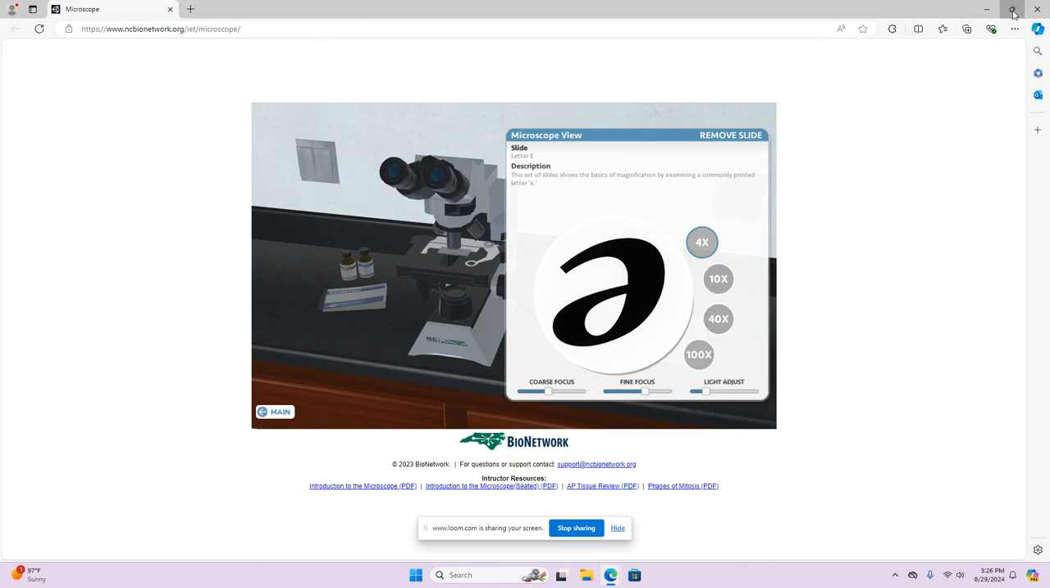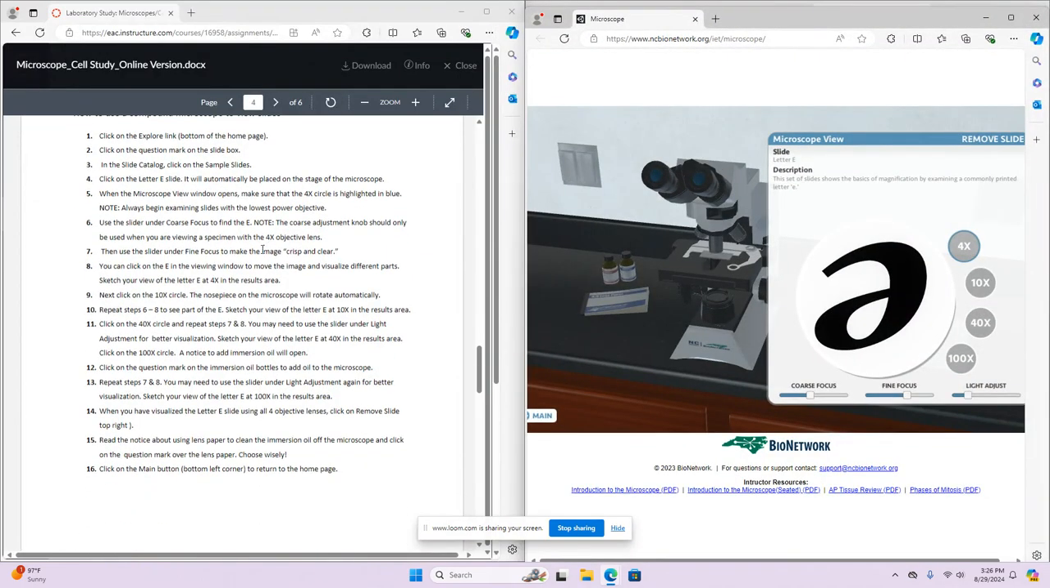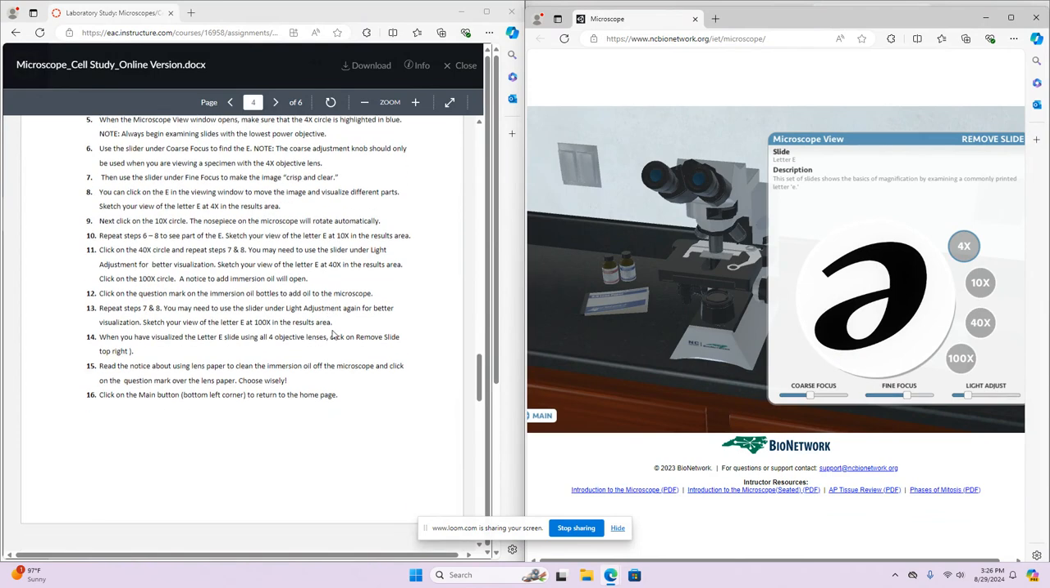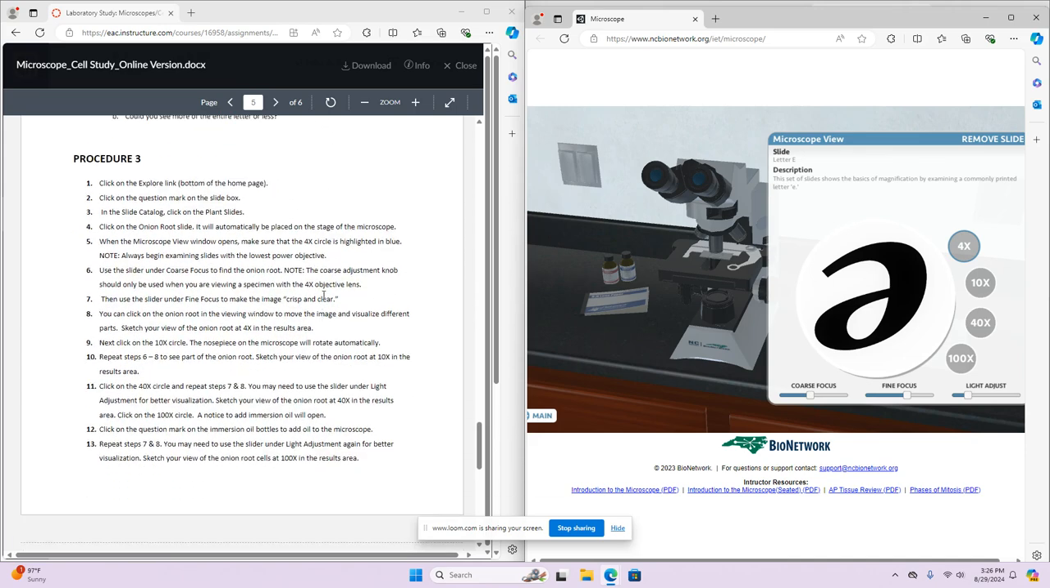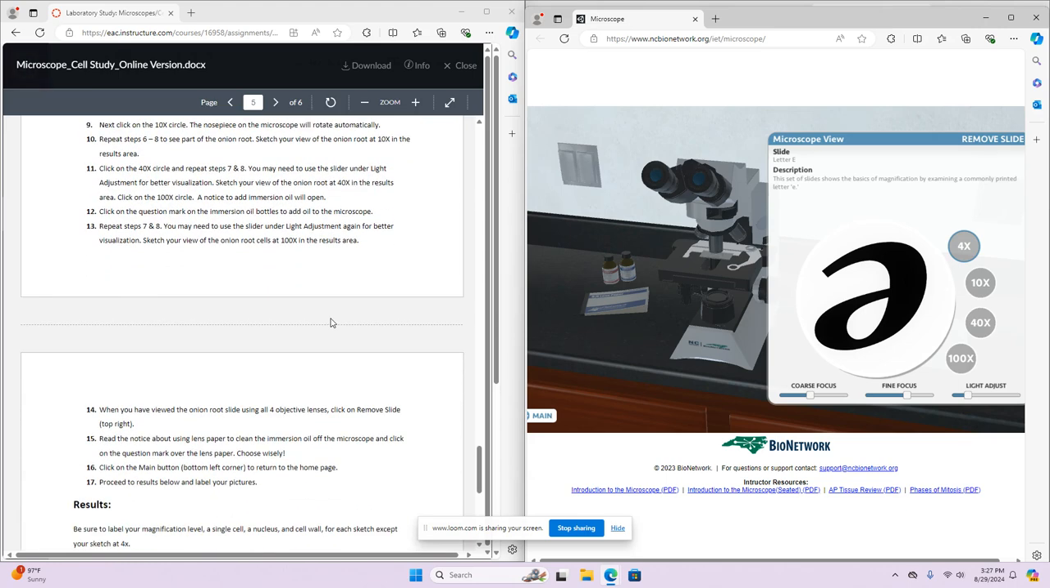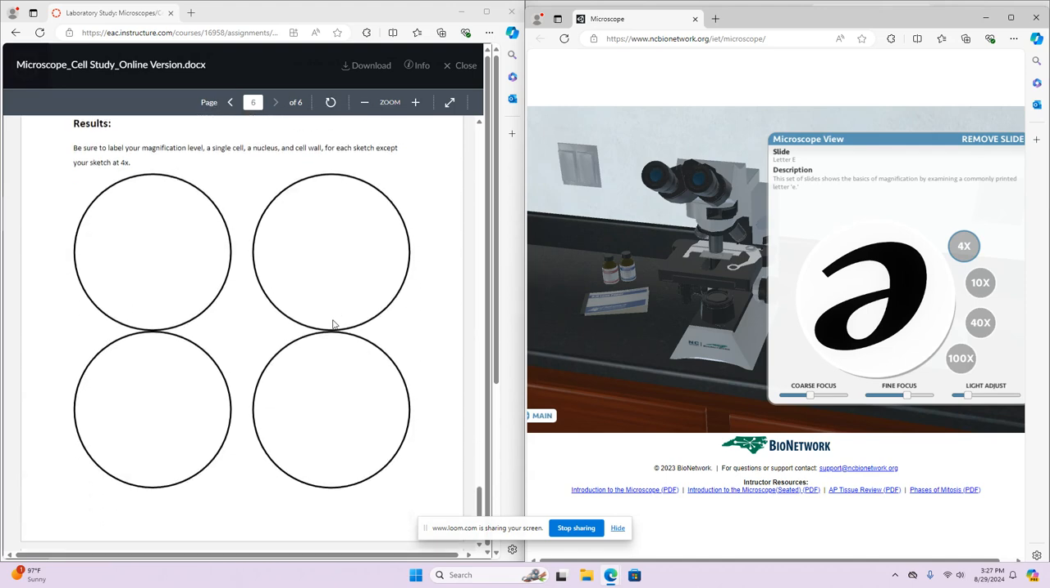All right, so you're going to go through and look at the slides that they suggest that you do. And then you're going to move down here. You're going to answer a few more questions. And then you're going to do procedure three. Again, very much similar stuff. You're going to adjust the knobs to make sure you get things focused. And then at the very end, you're going to draw some pictures of what you see in these circles. And then you're going to submit the entire document.